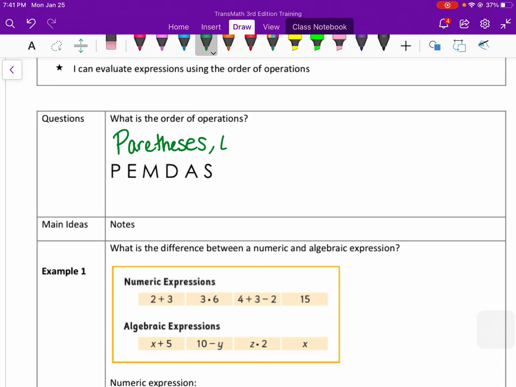And then the E stands for exponents. So we do parentheses, anything in parentheses first, and then we do anything with an exponent. And then next comes multiply or divide. And then last is add and subtract.